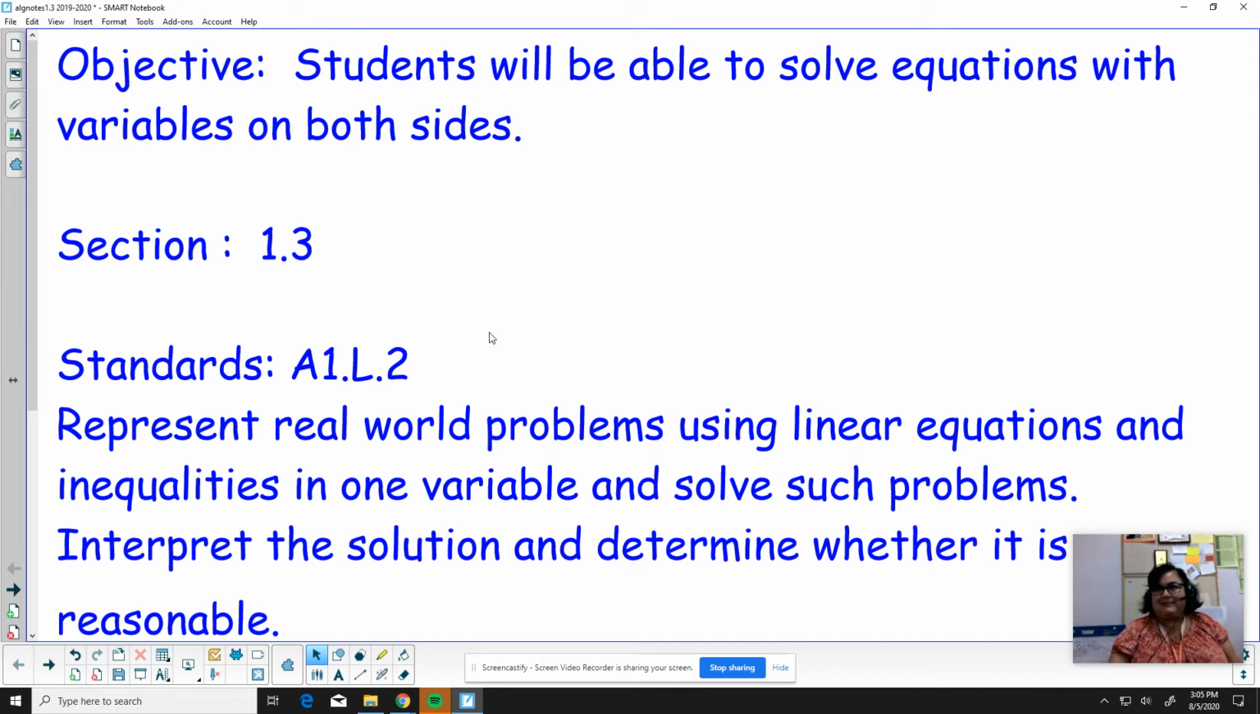This is Mrs. Tellas. We're going to be solving equations like we have been, but now we're going to have variables or letters on both sides of the equal sign. This is section 1.3.